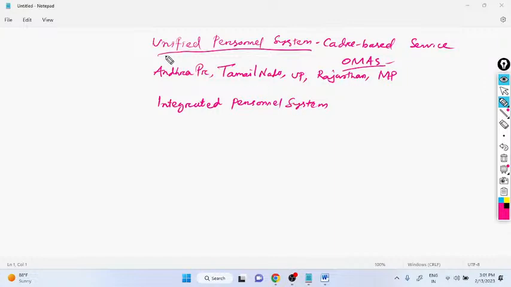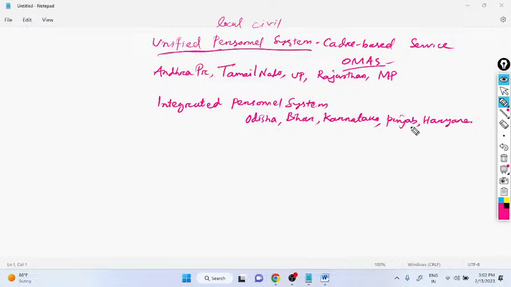But in case of unified personnel system, a specific local civil service is established. Odisha is heading towards that. So we can say the Indian integrated system is found in Odisha partially, and Bihar, Karnataka, Punjab, Haryana, etc. and other states are also there.